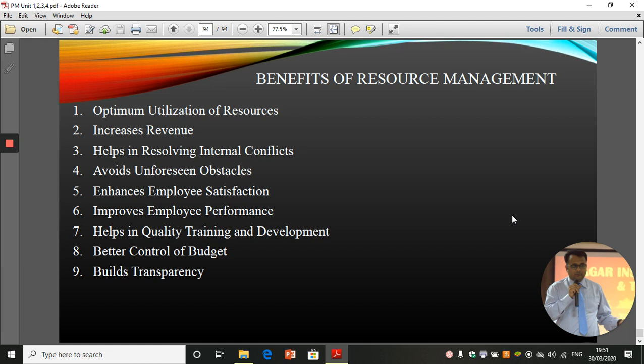Now, benefits of resource management: optimum utilization of resources, increased revenue, helps in resolving internal conflicts, avoids unforeseen obstacles, enhances employee satisfaction, improves employee performance, helps in quality training and development, better control of budget, and builds transparency.